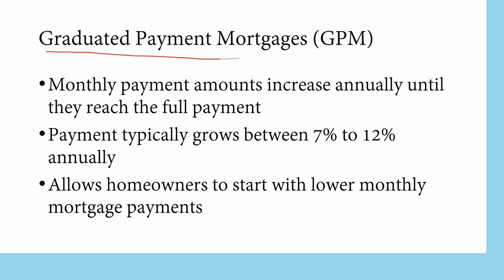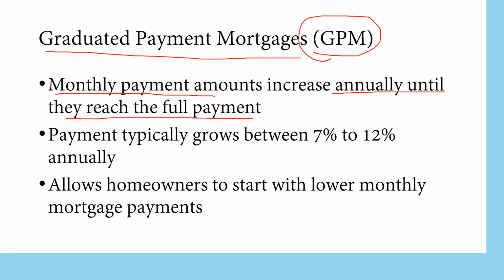Let's talk about graduated payment mortgages, or GPMs. In graduated payment mortgages, the monthly payment amounts increase annually until they reach the full payment amount. The payment typically grows between 7 to 12% annually, and it allows homeowners to start with lower monthly mortgage payments.